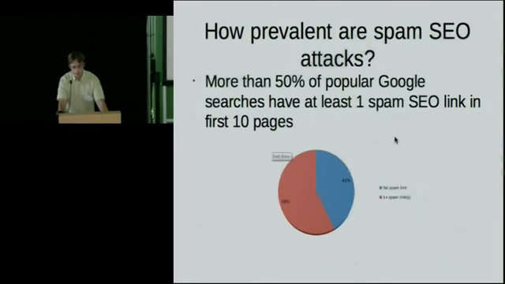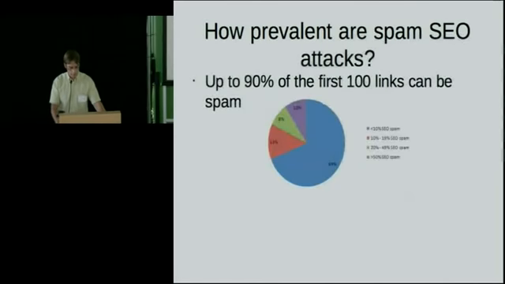So how prevalent is it? Again, that's for the 20 daily popular searches that Google Hot Trends shows. For these searches, more than 50% of the popular searches contain at least one spam link in the first 10 pages. All the research that I've done was only on the first 10 pages, the first 100 results. And that was from, I think, March to August. So almost 60% of the popular searches contain a spam link in Google. And I've seen up to 90% of the first 100 links being malicious.